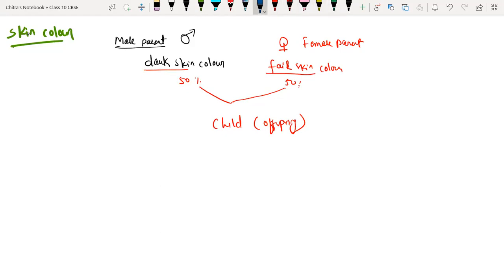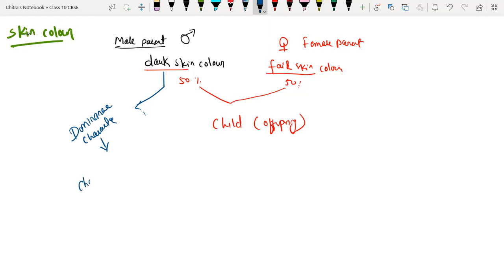Sir, it may be dark skin or fair skin. Whichever is the dominant character, only that will be taken, not 50% and 50%. Yes. Okay. Suppose that dark skin is the dominant character. So what are dominant characters? Those characters which are dominant over the gene, they are going to appear in the next generation.